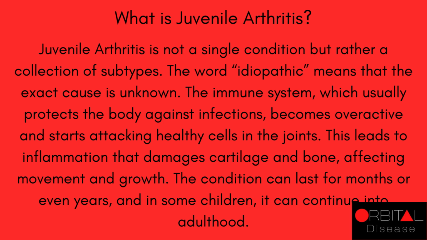What is juvenile arthritis? Juvenile arthritis is not a single condition but rather a collection of subtypes. The word idiopathic means that the exact cause is unknown. The immune system, which usually protects the body against infections, becomes overactive and starts attacking healthy cells in the joints. This leads to inflammation that damages cartilage and bone, affecting movement and growth. The condition can last for months or even years, and in some children, it can continue into adulthood.